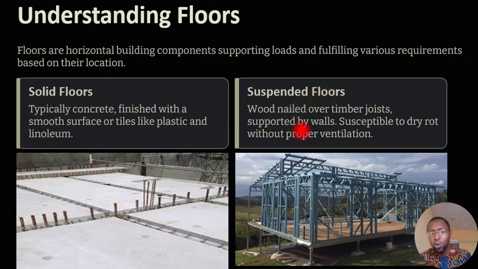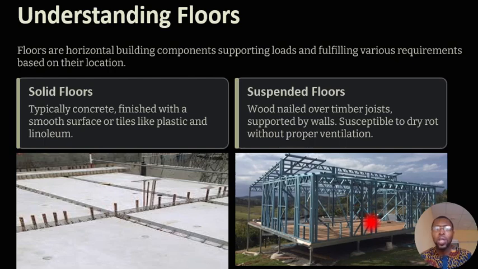This type of floor is a wooden floor that is nailed to a timber joist, as you can see here. Now, this type of floor is not like the solid floor that's made up of concrete. You can see that it is suspended because it is not really the main floor; it's above the ground itself. So it is wood that is nailed to timber joists and is supported by walls. However, it is susceptible to dry rot without proper ventilation. So when there is no ventilation for a suspended floor, it can easily get damaged and rot.